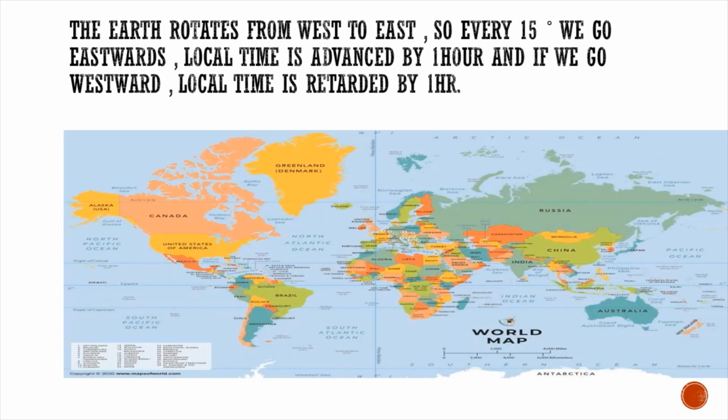1 hour will be added to the time of the prime meridian. For example, if the time at the prime meridian right now is 3 p.m., then if we go 15 degrees east of the prime meridian, the time there will be 4 o'clock. In the same way, if we go towards the west side from the prime meridian, we have to deduct 1 hour. That means it becomes 2 o'clock.